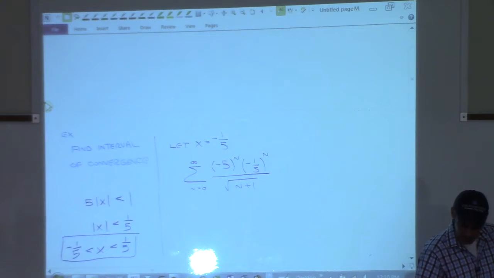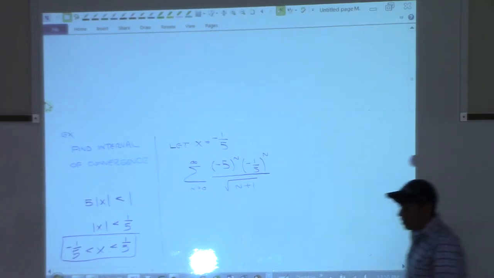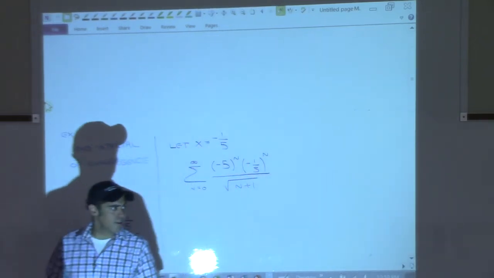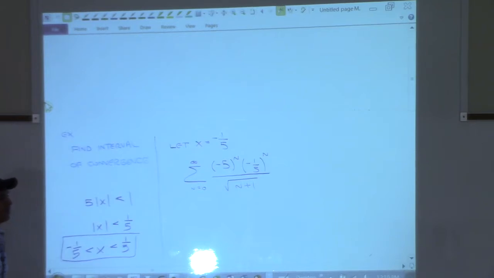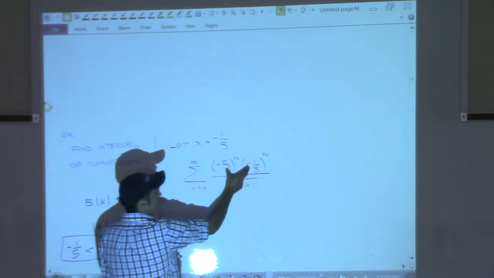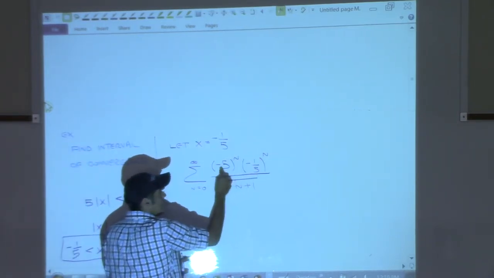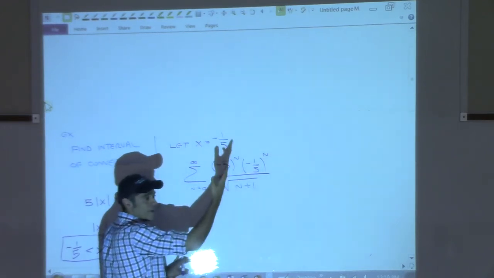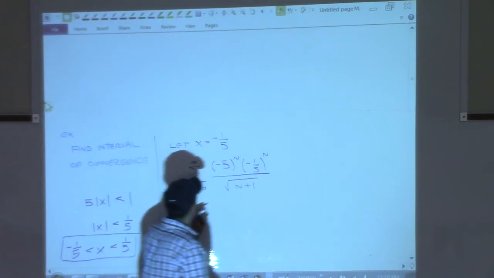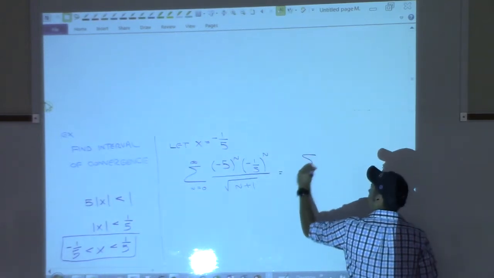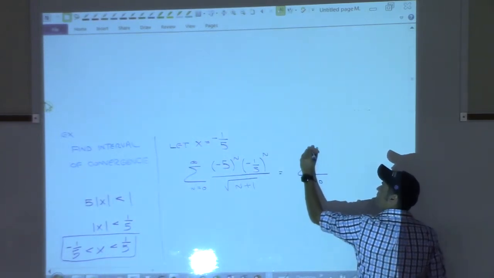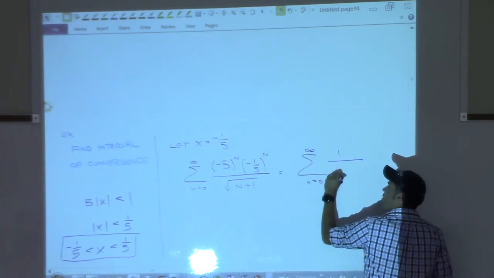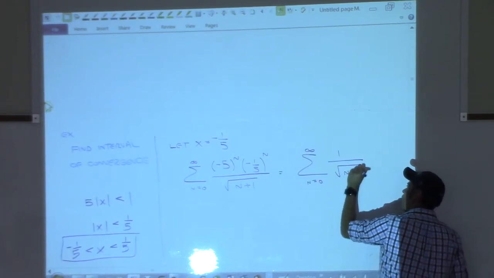Stephen, take a look at that numerator. Just look at the numerator. Something in the numerator is going to clean up. Yeah, they're going to kind of come together. You can put these together because they're the same powers. And when you do that, negative 5 and negative 1/5 become positive 1. And then 1 to any power is just 1, right? So this just becomes the sum n equals 0 to infinity of 1 over the square root of n plus 1.